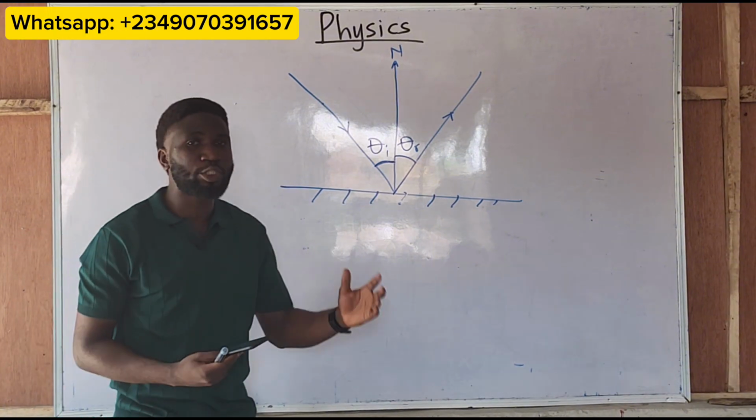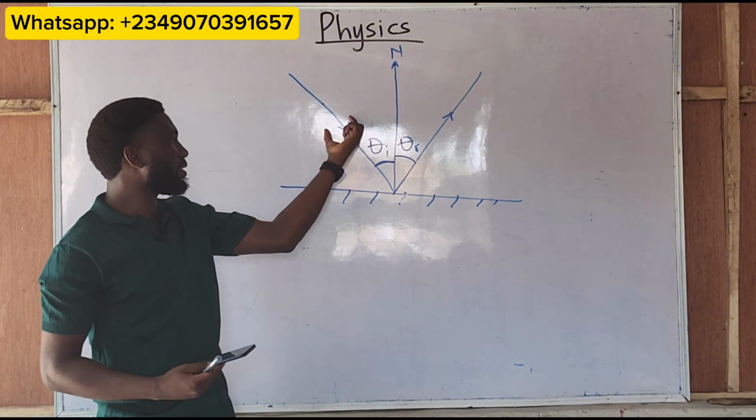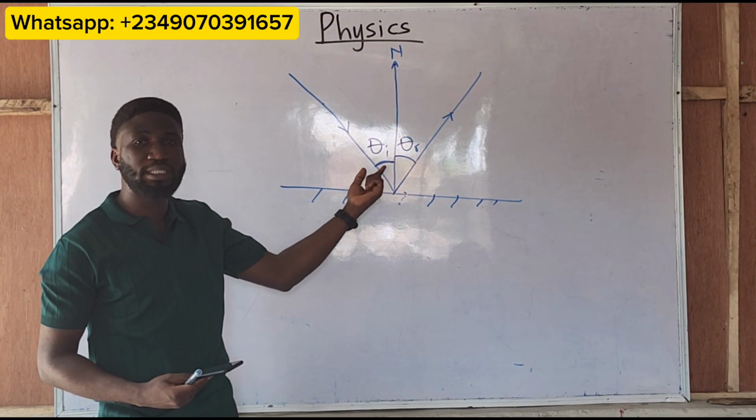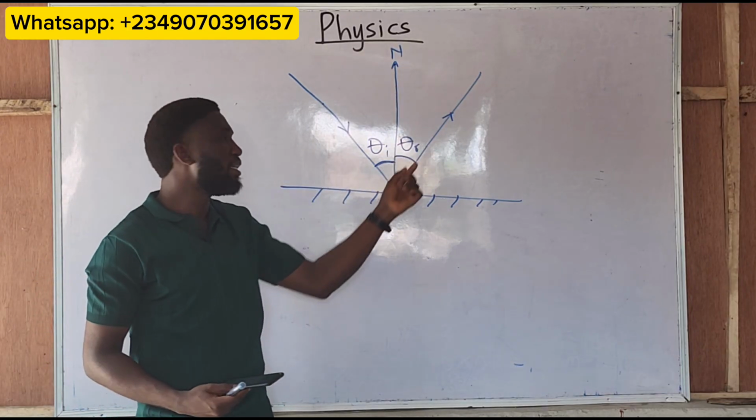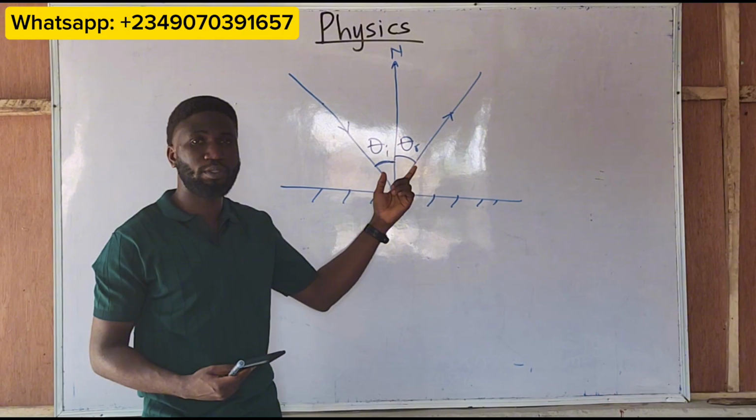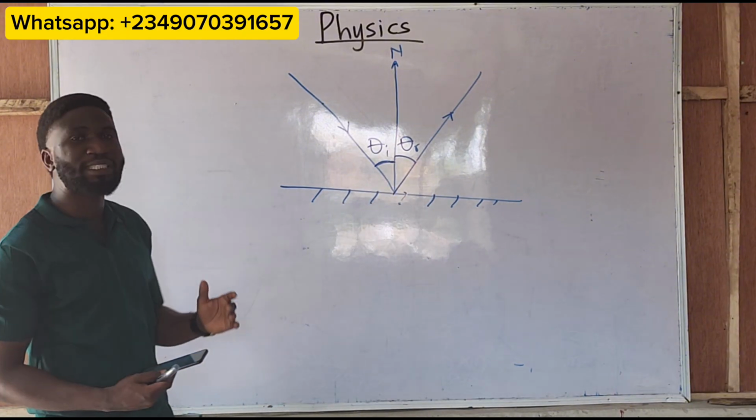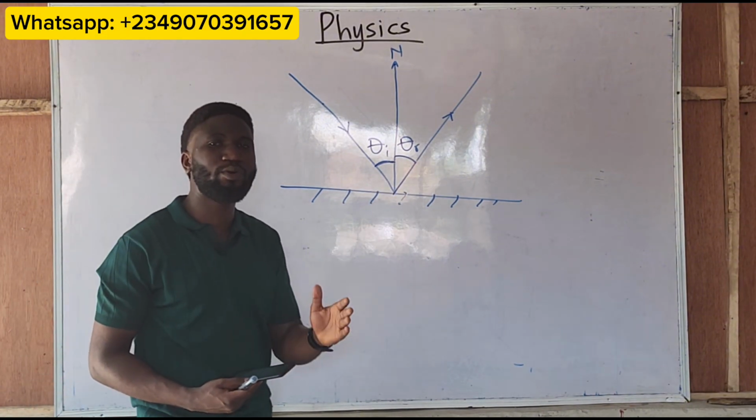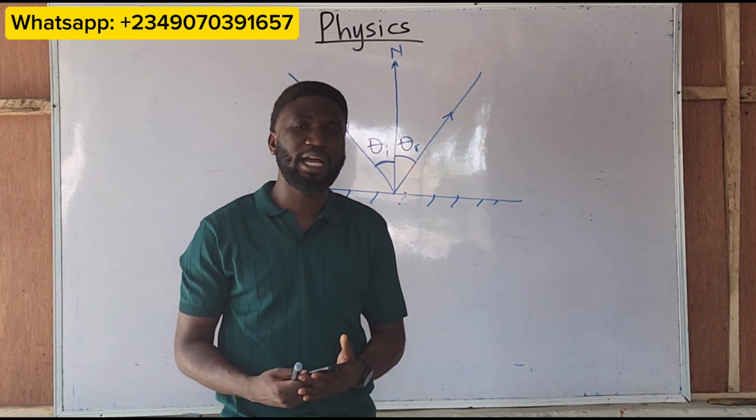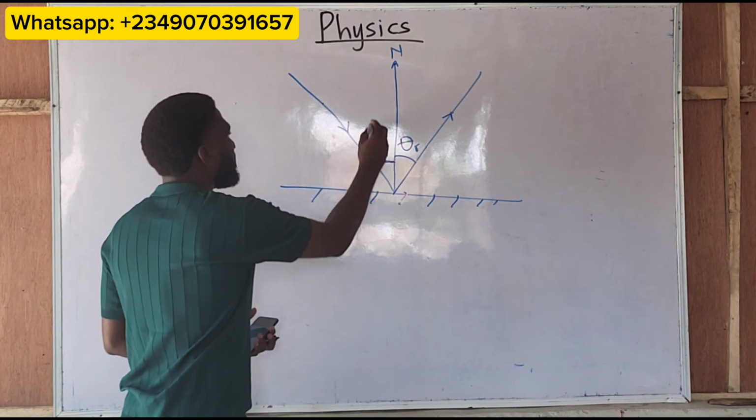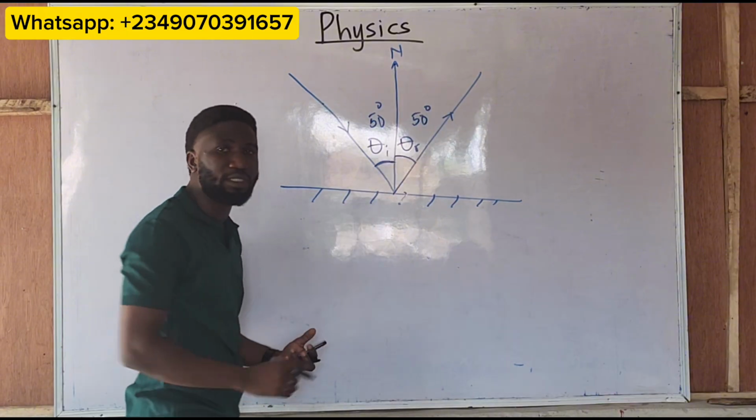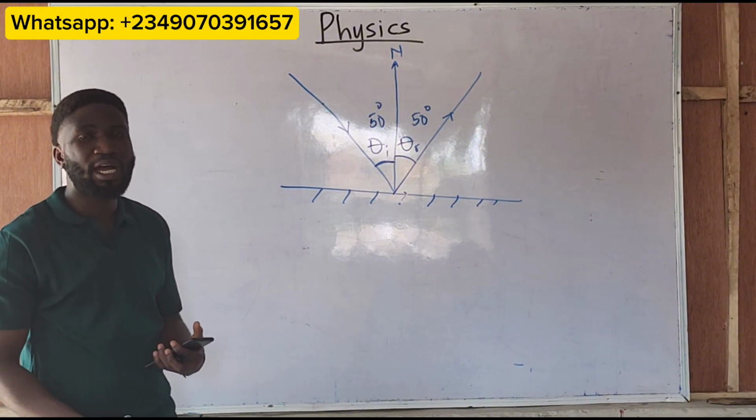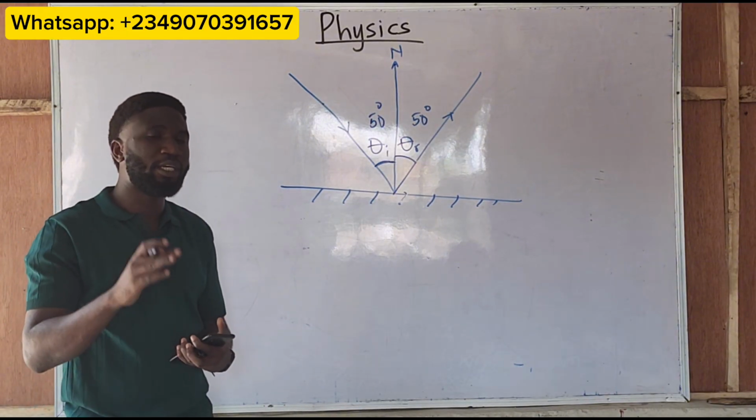The angle between the normal and the incident ray is the angle of incidence. Then the angle between the normal and the reflected ray is the angle of reflection. So we have been told that the angle of incidence and the angle of reflection are equal. So if this is 50 degrees, there too will be 50 degrees. That's the meaning. The angle of incidence and the angle of reflection are equal.